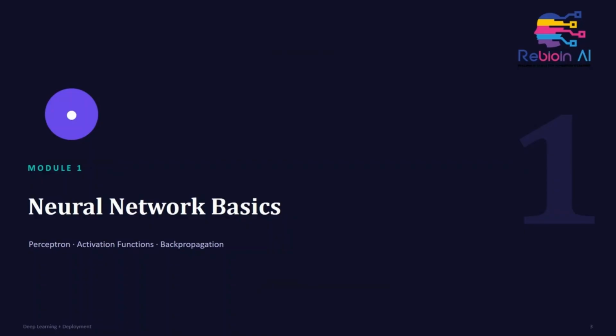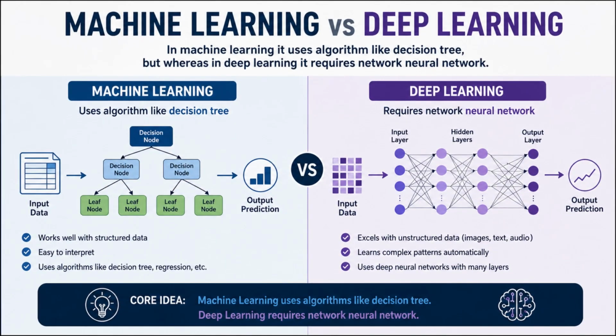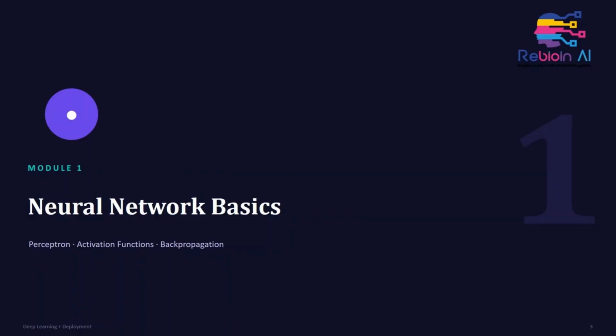Let me begin with the machine learning versus deep learning difference because many are confused. In machine learning, it needs manual feature selection, whereas in deep learning, it learns features automatically. On the other hand, machine learning works well with small datasets, but deep learning requires large datasets. In machine learning the training is much faster, but in deep learning the training is much slower. In machine learning it uses algorithms like decision trees, whereas deep learning requires neural networks. So firstly we'll begin with neural network basics.